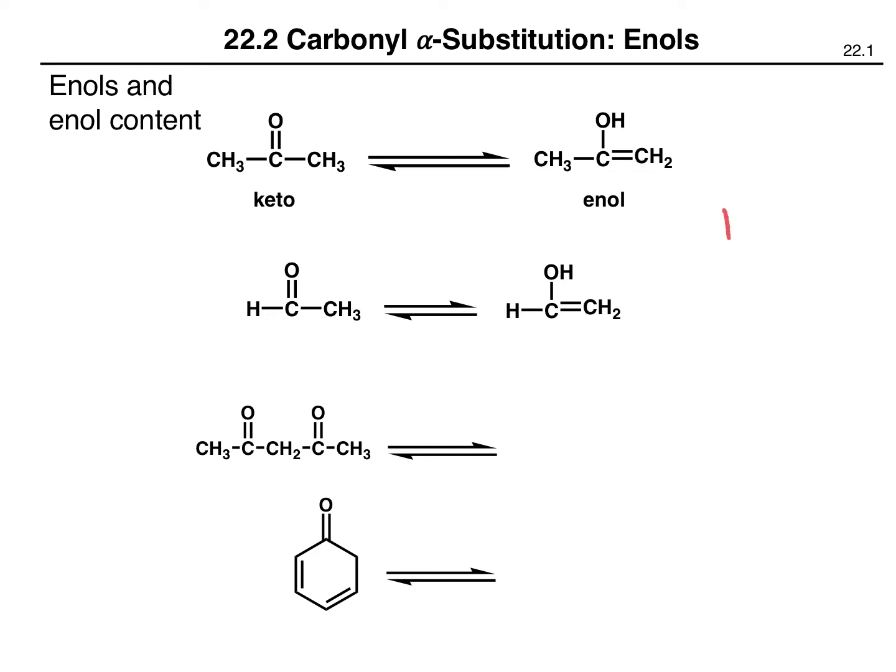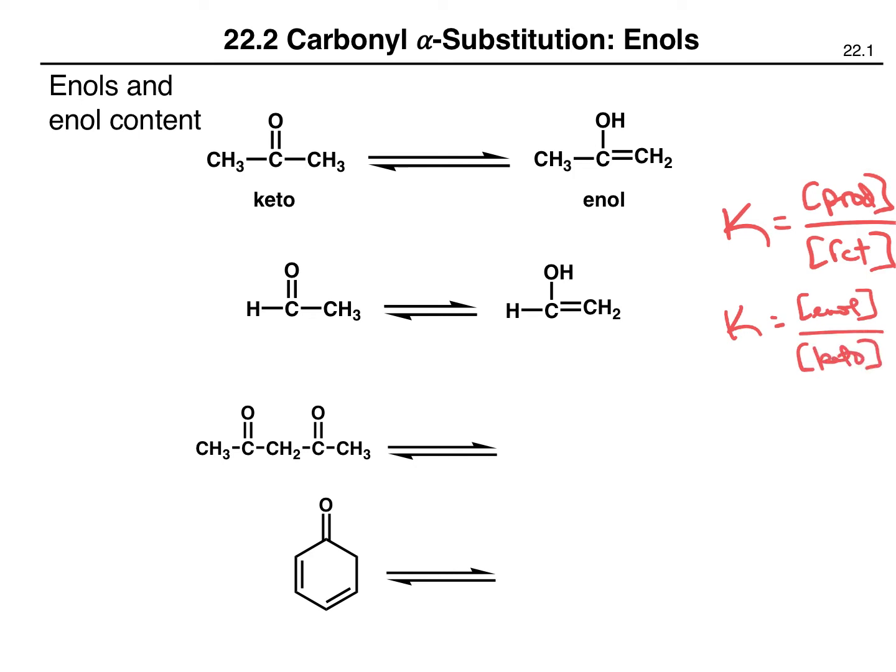Keep in mind, for any type of equilibrium, the equilibrium constant K is equal to the concentration of the products divided by the concentration of the reactants. So in this case, we are talking about the enol over the keto form. So in the case of a simple aldehyde, this equilibrium constant is 6 times 10 to the negative 9. So this is a very small value, which means we have a very, very small amount of the enol form.